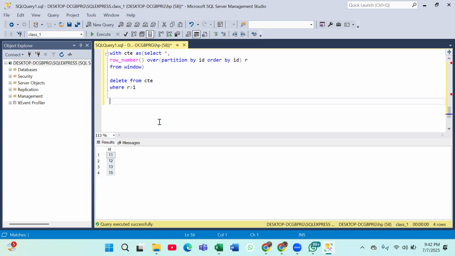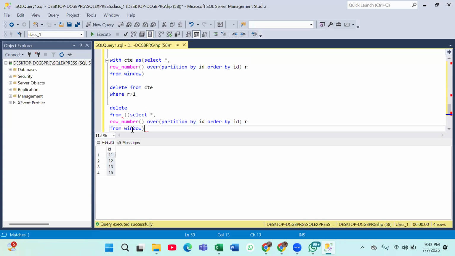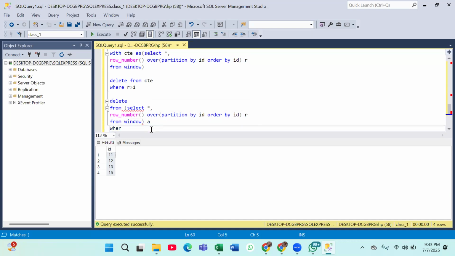Can we write this without CTE also, or do we only need to use the CTE? You can do it with the help of a subquery also. Okay. Delete from. Then in from, you are going to put the syntax. And if we are writing this in our from clause, then this is considered as a table only. Am I right? So we need to give this table some name. Am I correct? So I'm going to give it A here. And then where R is greater than 1. Is this clear with you?